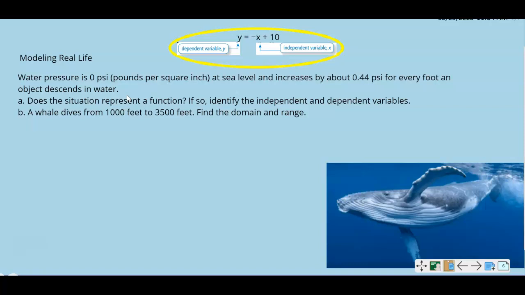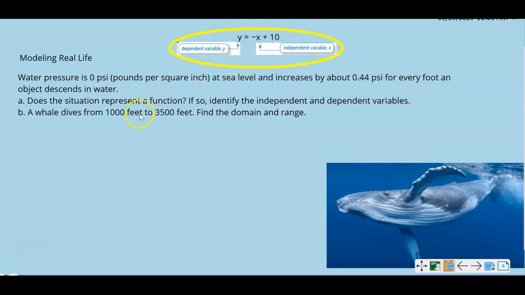All right, so it represents a function, and the water pressure would be the dependent variable, and it depends on the depth. So the depth of the water is the independent variable. How deep it is would be your x. So you plug in how deep it is, and then you figure out what the water pressure is. So the water pressure depends on the depth.